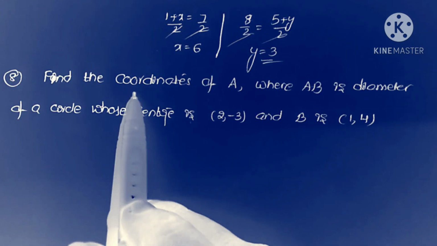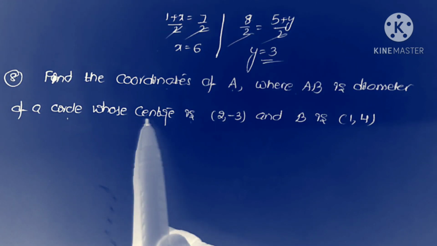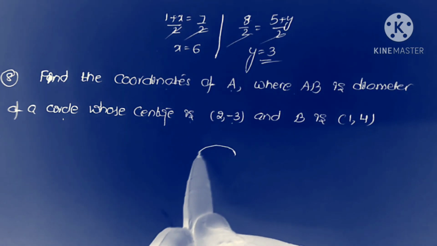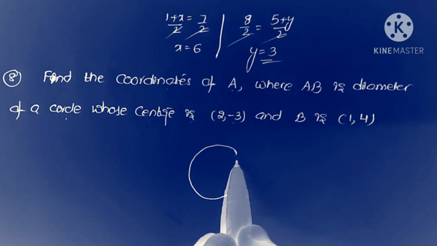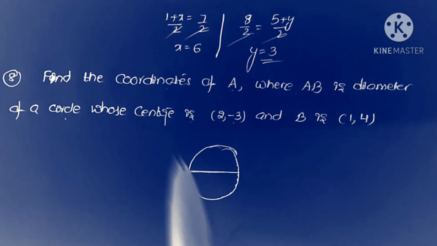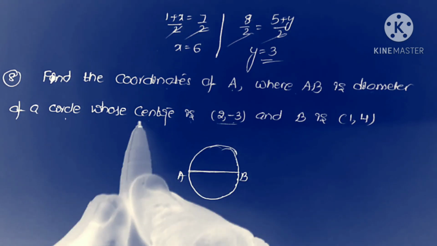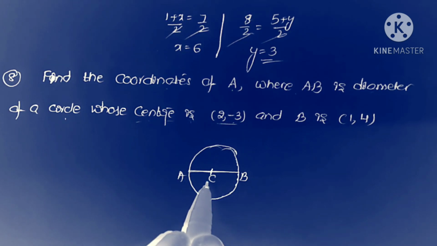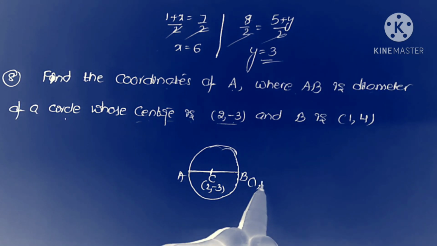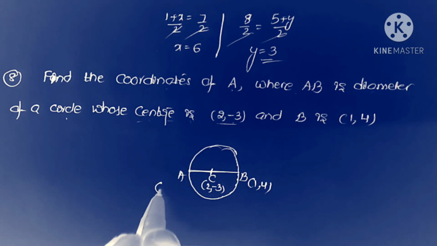That's all. Problem: find the coordinates of point A where AB is the diameter of the circle whose center is 2 comma minus 3 and B is 1 comma 4. So a circle is given here, and also given that AB is the diameter. AB is the diameter of the circle. Center C is equal to 2 comma minus 3 and B is equal to 1 comma 4. What are the coordinates of A?